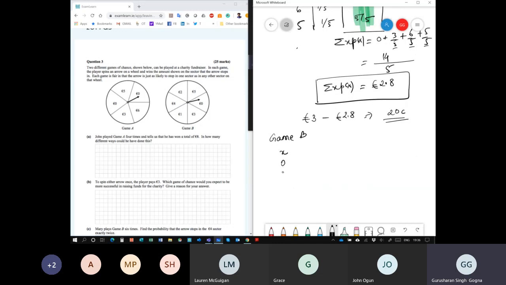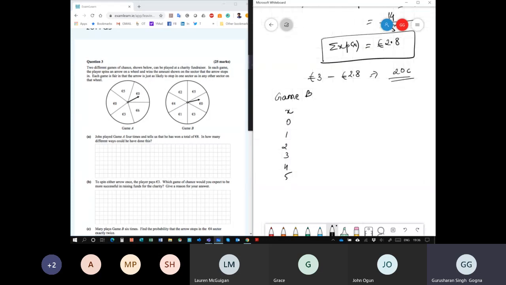So for game B, you have 0, 1, 2, 3, 4, 5. 0 euro, 1 euro, 2 euro, 3 euro, 4 euro, 5 euro, isn't it? You have all the options. And what is the probability of that? What is the probability of getting 0? 1 over 6, because you have 6 sectors now. Total you have 6 sectors. For 1 also, 1 over 6, and so on for each. You can see that all numbers are different in each sector, so the probabilities are 1 over 6 for all of them.